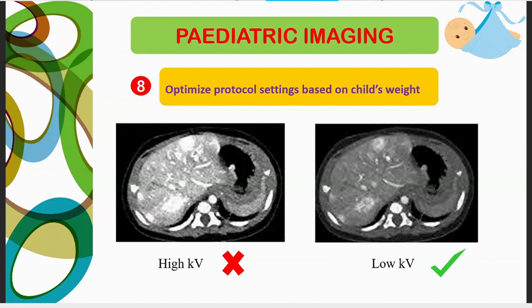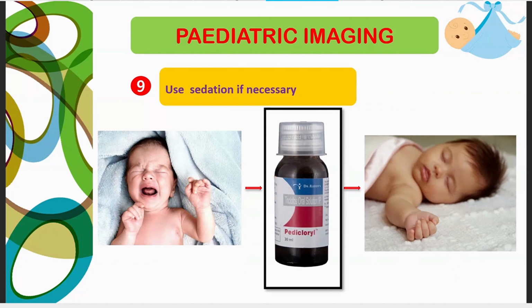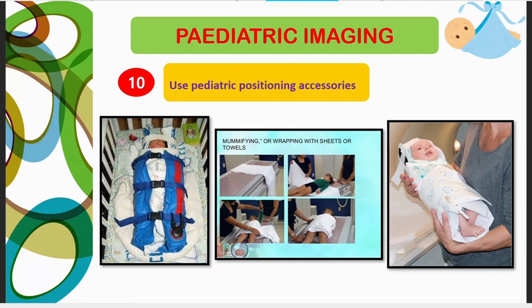And optimize protocol settings based on the child's weight. So you can use the low kVp technique in contrast imaging of pediatric patients, which can give a good quality of images. And then use sedation if necessary, or else you can go without sedation for the imaging modalities. And use pediatric positioning accessories, which I have already told you about, the accessories used for pediatric immobilization during the procedures and during radiographs taken in pediatric patients.